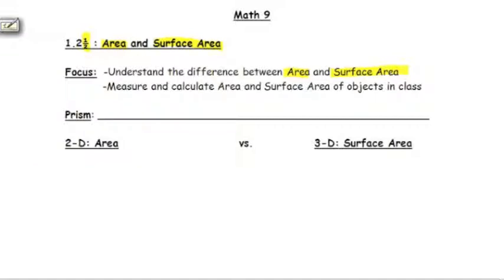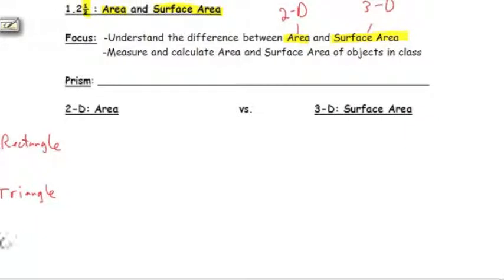Okay, so first of all, just a quick understanding that area is talking about two-dimensional objects. Surface area is for three-dimensional objects. Two-dimensional objects are objects that you can put on a desk, like a rectangle, triangle, and a circle. And I mention these three because they are going to be useful in calculating surface areas.